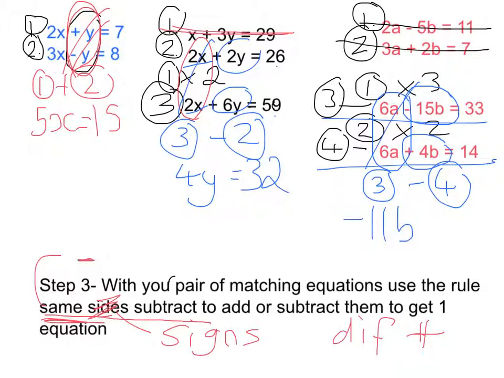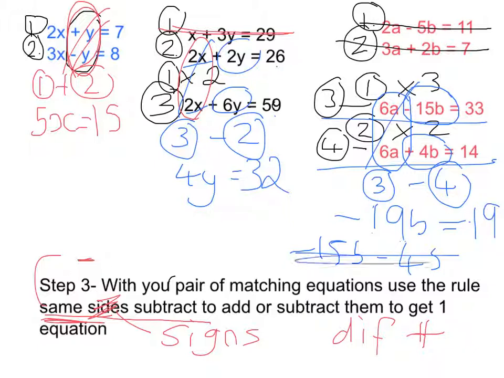Oh no, sorry, I'm subtracting, so that's wrong. Because they're the same signs, I'm subtracting. So I'm actually going to be doing minus 15b minus 4b. So that's going to be minus 19b equals 33 take away 14 equals 19.